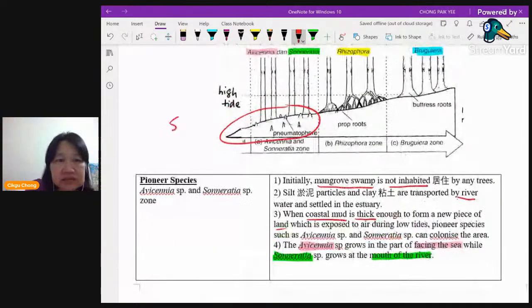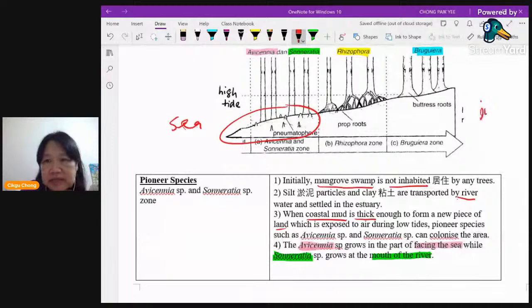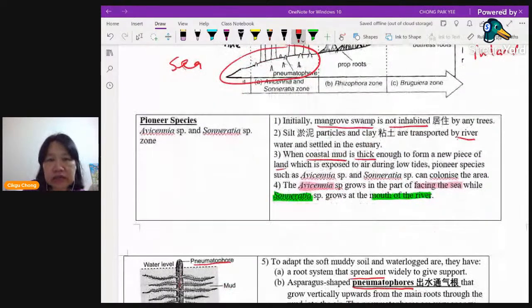Now this is the sea, and this is the inland. Inland means inside our land, the inner side. This area has a lot of mud, exposed at low tides, right? So Avicennia and Sonneratia will start to stay there. These are the ones that first come over here. They become what we call the pioneer species because they are the first ones who stay there. So remember, pioneer species, Avicennia and Sonneratia.